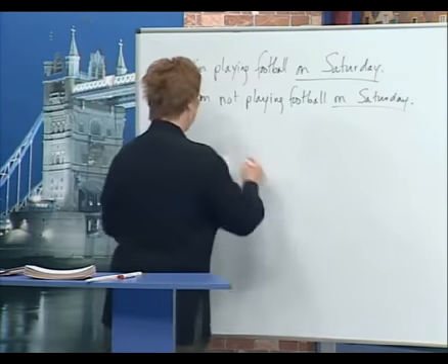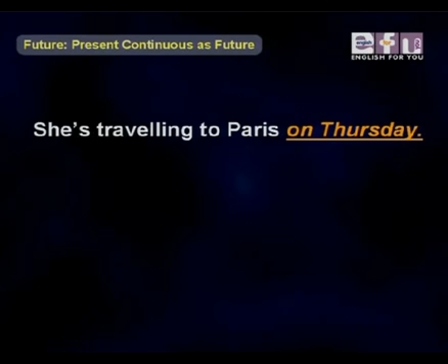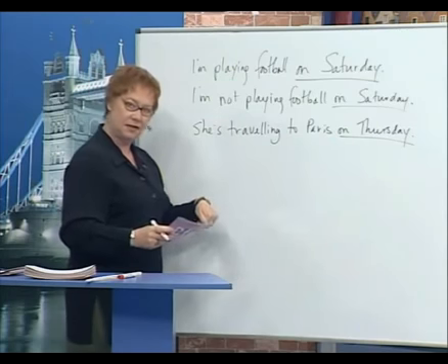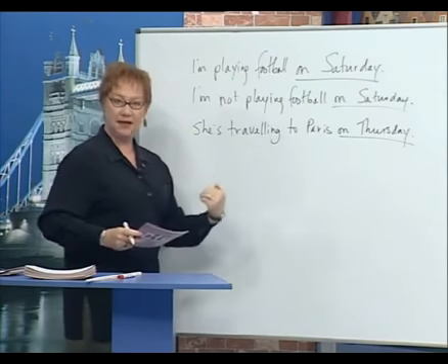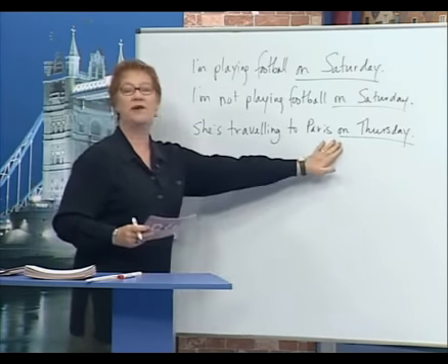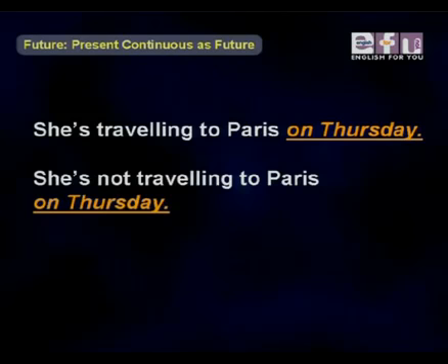Okay, here's another example. She's traveling to Paris on Thursday. Today is not Thursday. Thursday is coming. She's traveling to Paris on Thursday. And of course, negative, she's not traveling to Paris on Thursday.